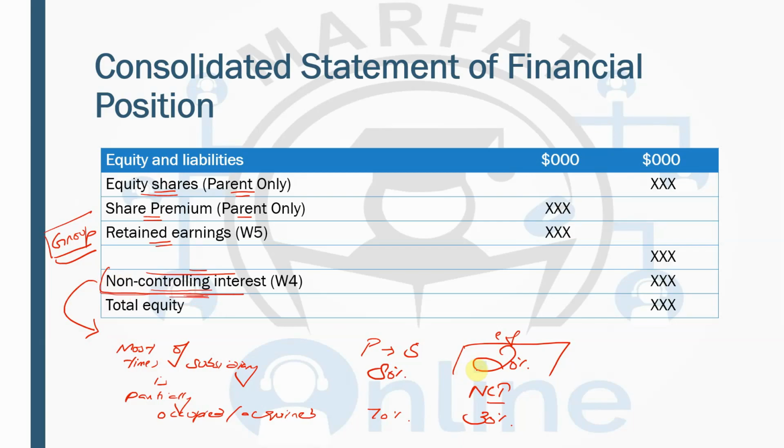And why are we recording this in the consolidated statement of financial position? Because we are consolidating 100% of the subsidiary. We should not have done this because we have the partial acquisition. But because we are consolidating 100% of the subsidiary, and this is the right treatment to do so, we have to present the portion which does not belong to us. So this portion which does not belong to us should be presented within the consolidated statement of financial position.